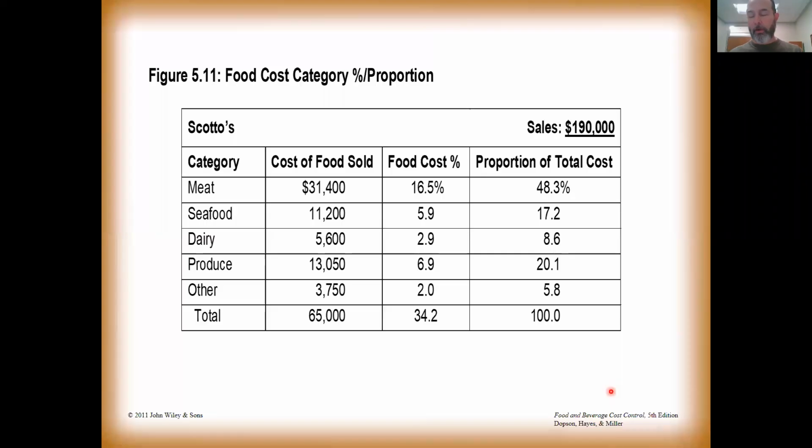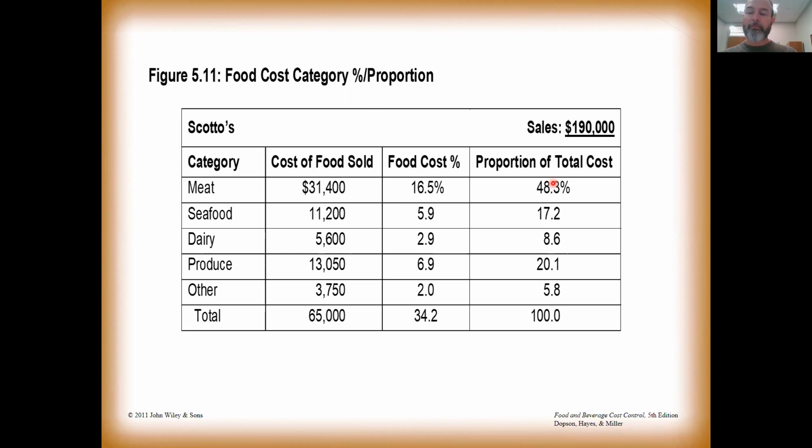So we're going to pick back up on the slide we left off on, which should be right here. We were talking about food cost category percentage, and production. So this is an illustration of those two things. And I was saying that when we look back, the meat category, the proportion of cost here is 48.3%. But when we look back at the proportion of total cost for employee meals, it was 60%. So something's not quite right about that.